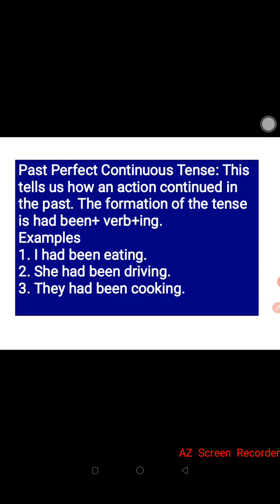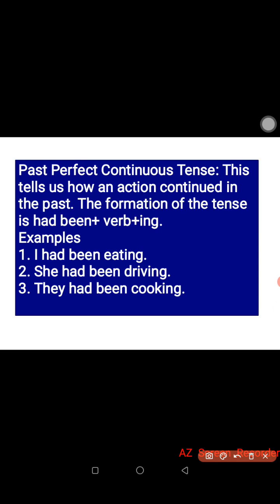Remember, we say this tells us how an action continued in the past. Here an action moved on in the past as if something is moving on now, or an action is going on now. And we say the formation is had been plus verb plus ing. Don't forget to put your subject. Once you put your subject, you have subject plus had been plus verb plus ing.